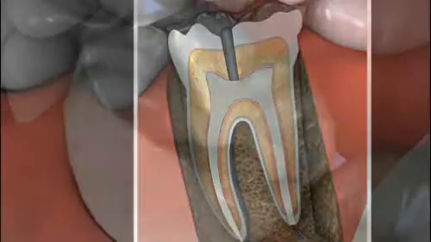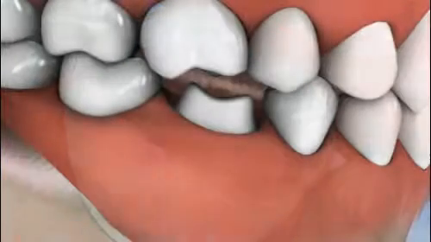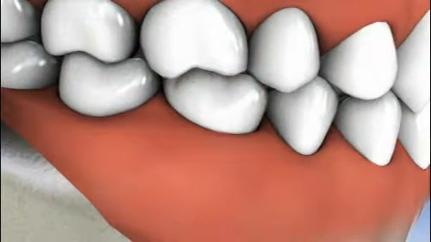Once the root canal has been completed, sometimes the tooth can be closed with an ordinary filling. However, most often a cap or crown is recommended, as these can make the tooth that has been canaled stronger.